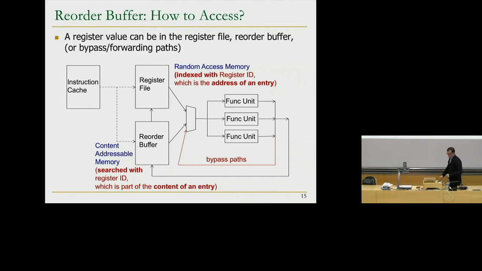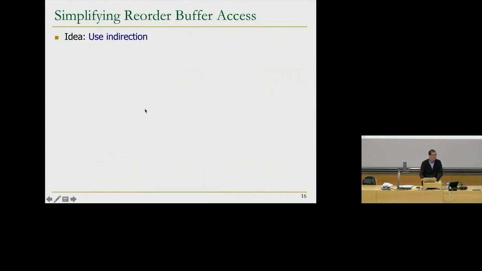So it becomes even more expensive now. And also, the search latency of the reorder buffer is much slower, because you need to go through, if you remember, all of these comparators and this huge multiplexer at the end. So the latency of the reorder buffer access is much longer. So what people do as a trade-off to reduce the critical path of this access is to use indirection.